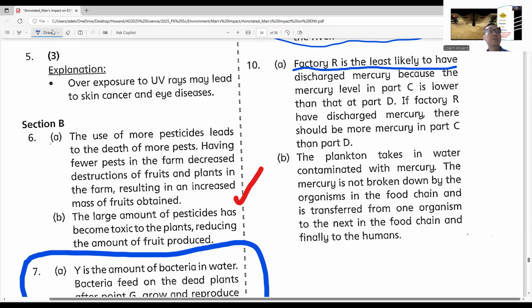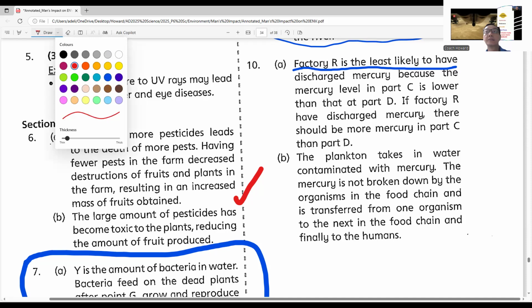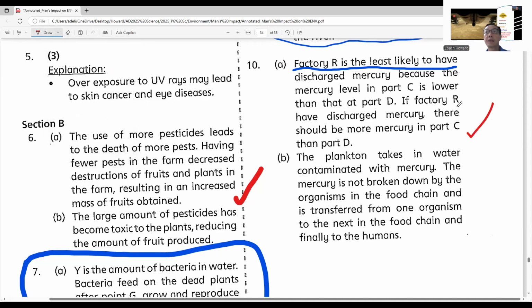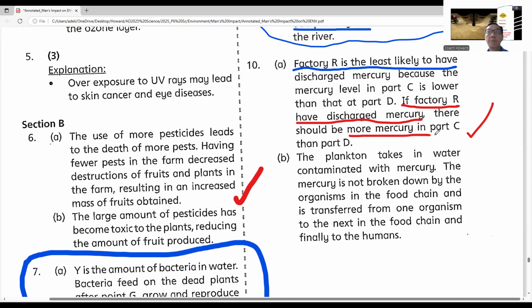Okay. So this reasoning is quite strong, right? Because you must say if factory R have discharged mercury, there should be more mercury in part C than D. But in the graph, it's different. Okay, C is lower than D.